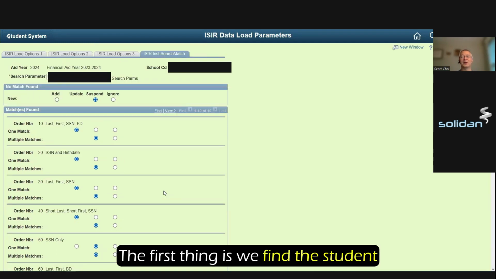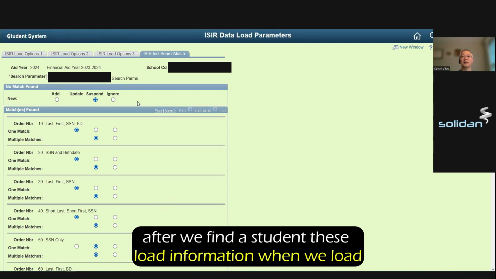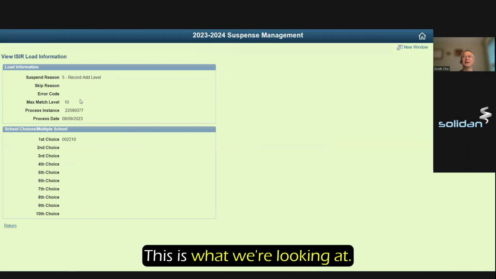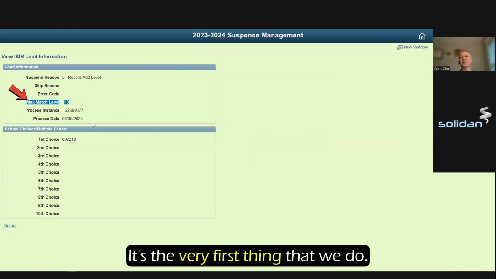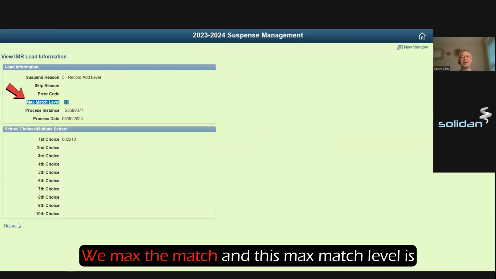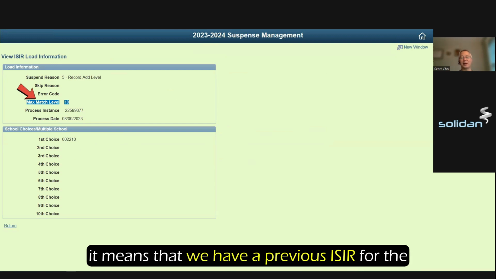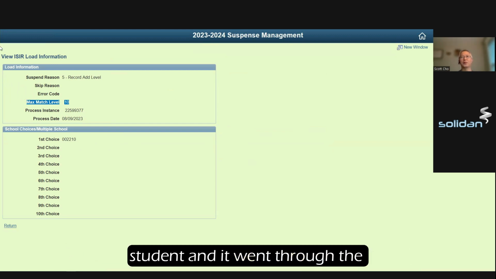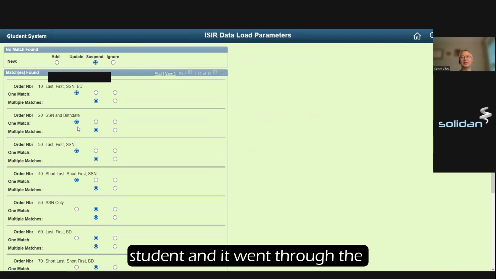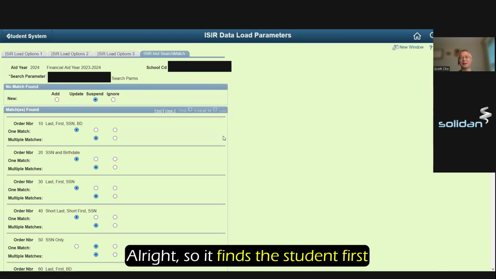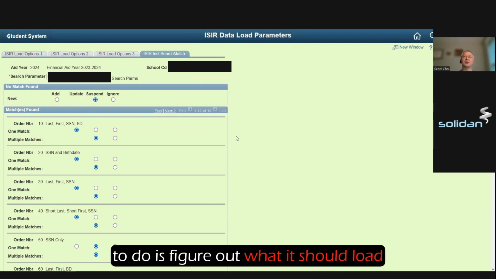Okay, so that's the very first thing. The first thing is we find the student, and after we find the student, this load information tells us how we found the student. This is what we're looking at. It's the very first thing that we do. We max the match, and this max match level is because it's the first ISIR for the student. Sometimes when this is not populated, it means that we have a previous ISIR for the student, and it didn't have to go to the data load parameters because it matched on the SAR ID or the Pell ID.